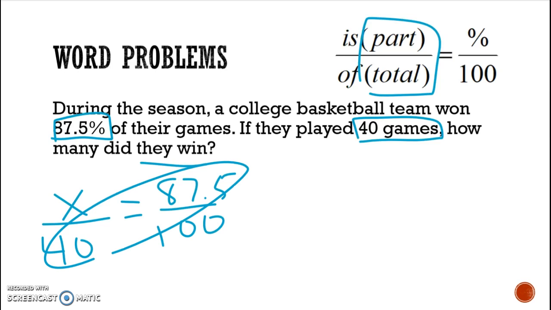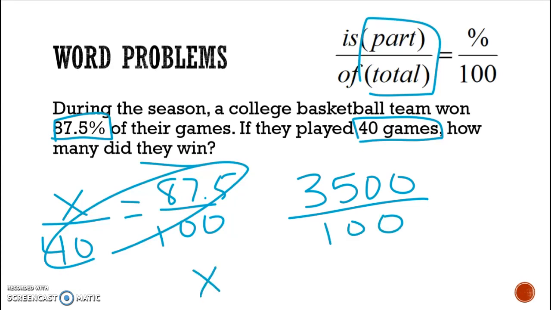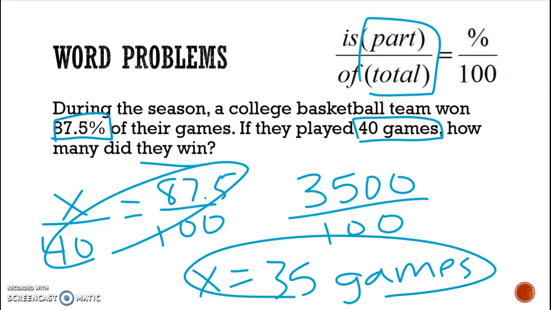So going back to these ones, we're going to cross multiply. So 87.5 times 40 gives us an answer of 3,500. And when you divide that by 100, you have 35. So this means they won 35 out of their 40 games.